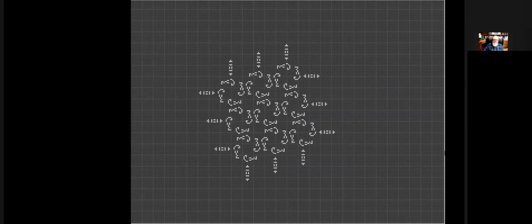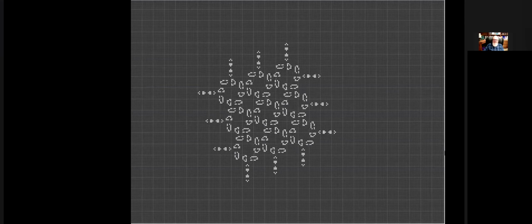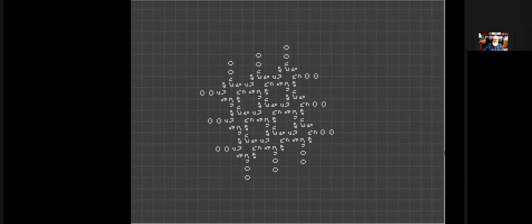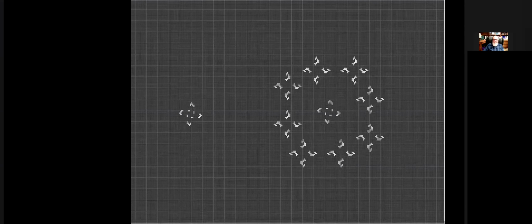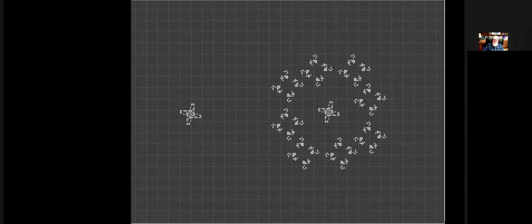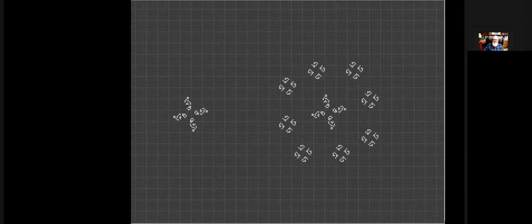This is an interesting one. It actually generates spaceships, and here's an annihilation. This is a really fancy oscillator. Here's another fancy oscillator. It just comes back and repeats itself. And another pair of fancy oscillators side by side.